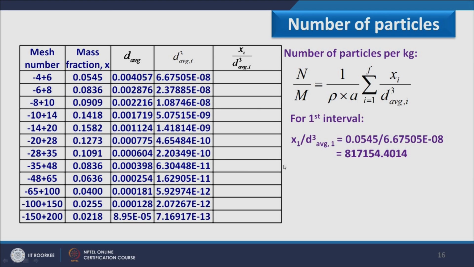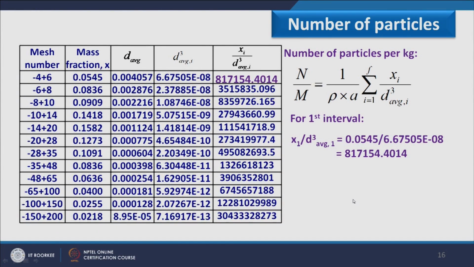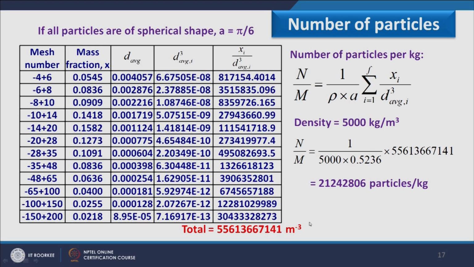For the first interval, we can write x1 divided by d average 1 cube, and whatever value we are having is 817154.4014. This value we can write over here, and similarly we can write the value in the rest of the intervals. As we have a summation over here, we have to add all the values of xi over d average i cube.